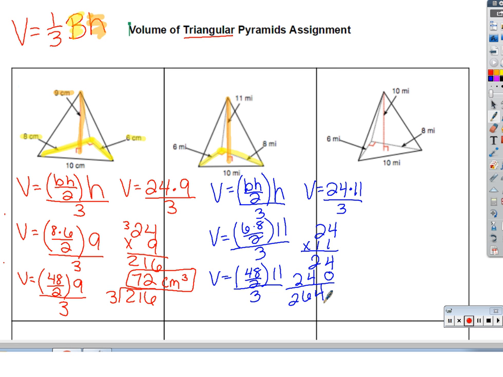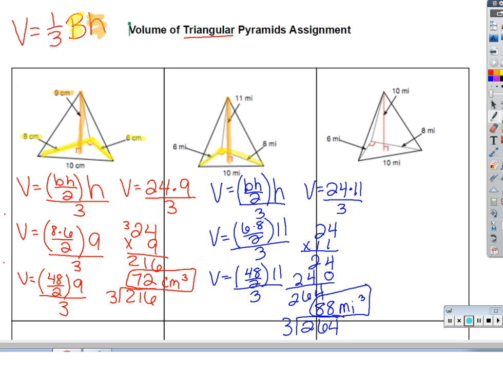Are we finished? No. What do we have to do? One more step. Divide by 3. What'd y'all get when you divided by 3? 88? 88 what? Miles cubed. Excellent job. It's not hard, there's just a lot of steps, and you're going to have to make sure you keep everything organized. Okay, and my organization here is questionable because I'm going into 2 different columns.